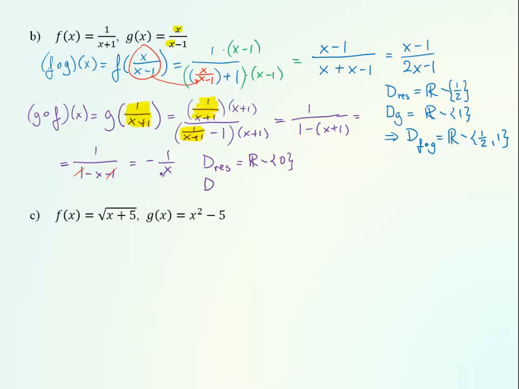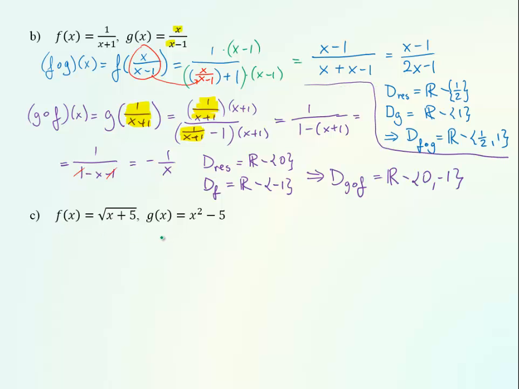The domain of the inner function, which in this case is f, is all real numbers over here, but not negative 1. Therefore, the domain of the g composed with f is the intersection of these two, which is all real numbers but not 0 and not negative 1.